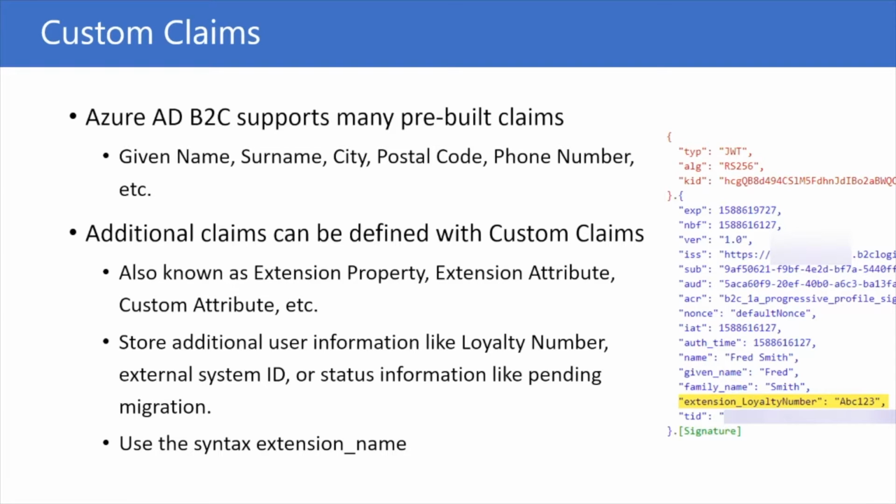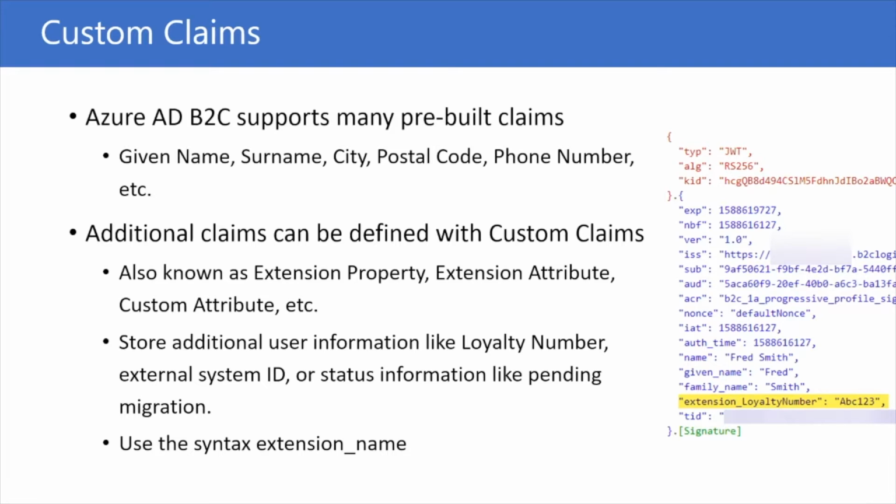Custom claims extend the schema of the user objects in the Active Directory. Their definition is actually attached to an application object in the Microsoft Graph, but the value is stored with the user. With custom claims, you can store and retrieve additional information about user accounts in the underlying Azure AD data store, such as business-specific values like loyalty numbers, IDs that user records may have in external third-party systems, or user status information like the user is in the middle of being migrated from a legacy identity system.